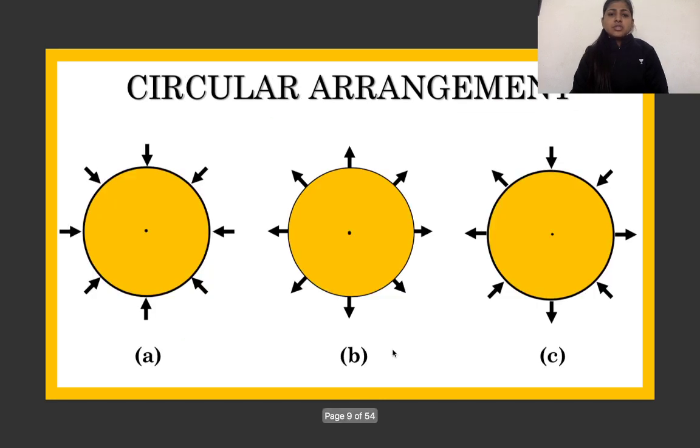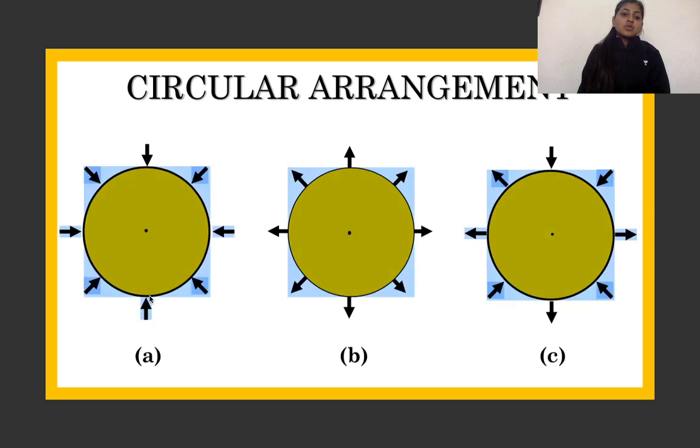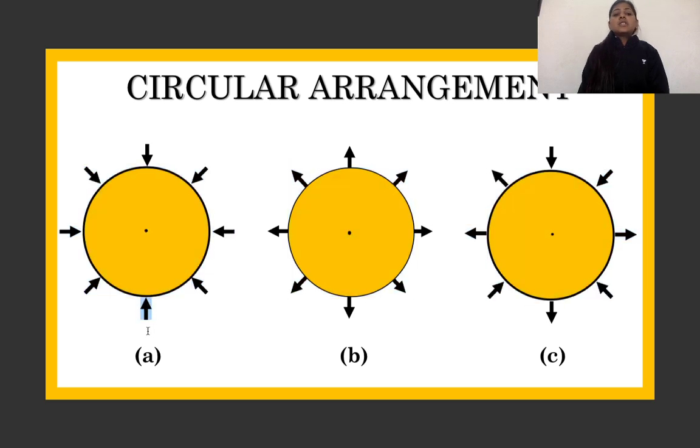Circular arrangement is also the same. I don't know if it's part of this exam. Either everybody can be facing towards the center or away from the center, or some towards and some away. Again, in this case also, to find the left and right, you can assume yourself to be seated at one of these positions and you will know that right is anti-clockwise and left is clockwise, like that.